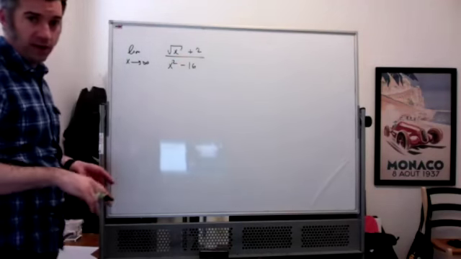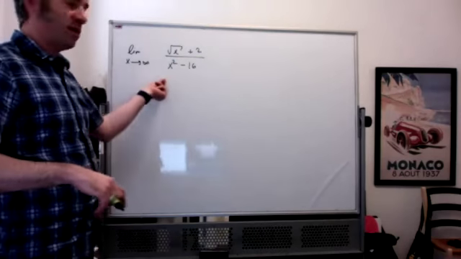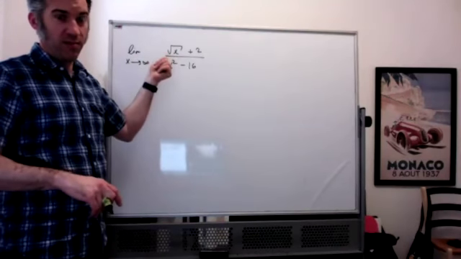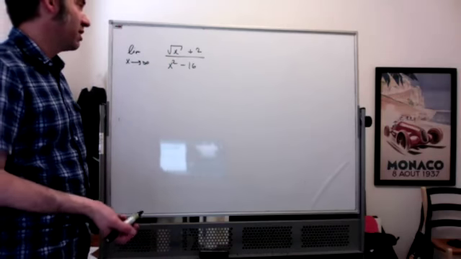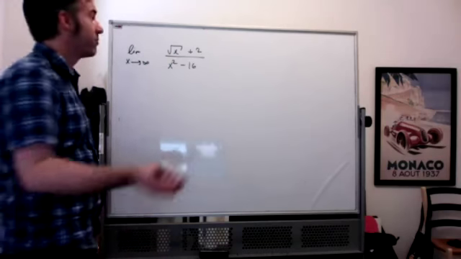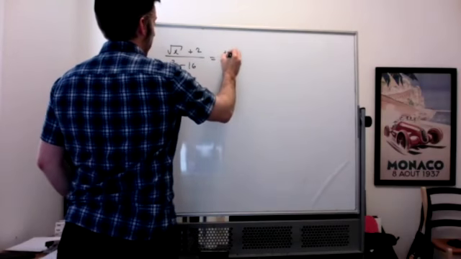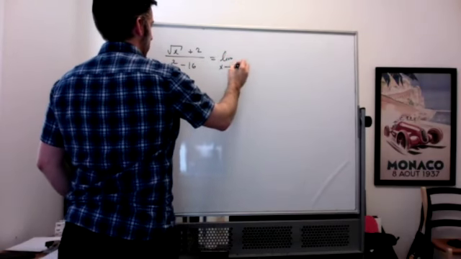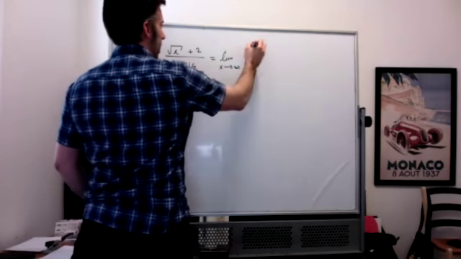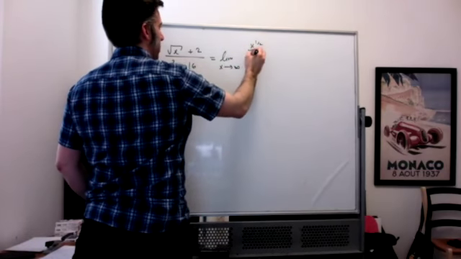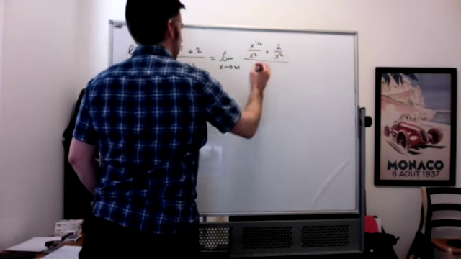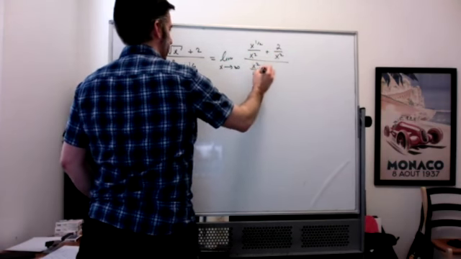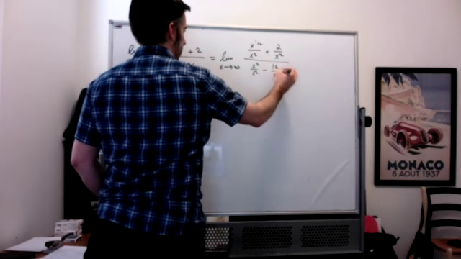Taking a limit to infinity, if the biggest power on the bottom is bigger than the biggest power on the top, the limit should be 0. The easiest way to show this here is to divide everything by x squared, or whatever your highest power in the denominator is. So I'm going to write this as x to the 1/2 over x squared plus 2 over x squared, over x squared over x squared minus 16 over x squared.